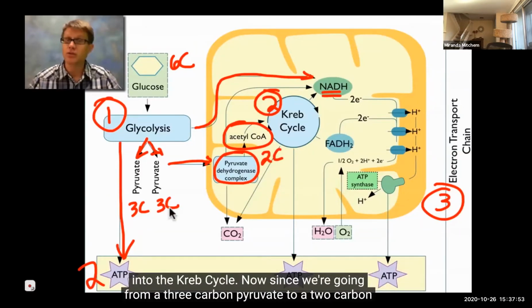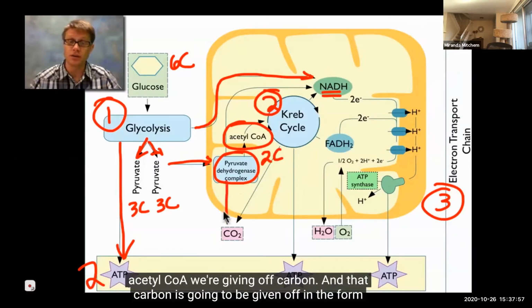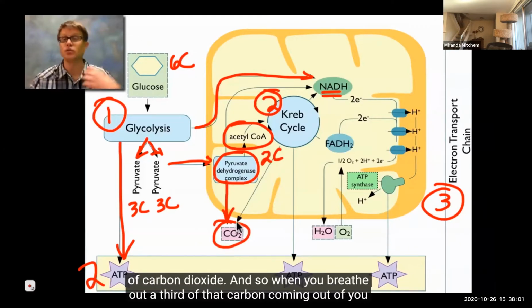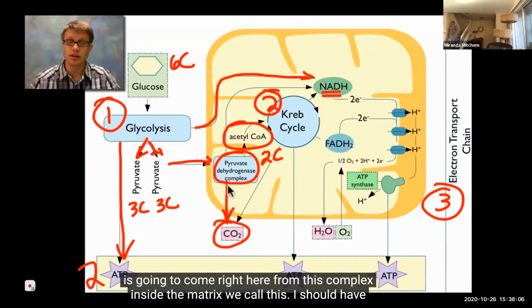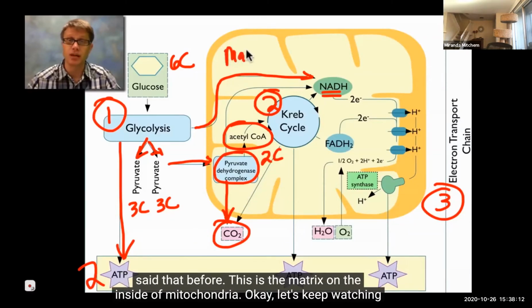Now, since we're going from a 3-carbon pyruvate to a 2-carbon acetyl-CoA, we're giving off carbon. And that carbon is going to be given off in the form of carbon dioxide. And so when you breathe out, a third of that carbon coming out of you is going to come right here from this complex inside the matrix, we call this. I should have said that before. This is the matrix on the inside of the mitochondria.